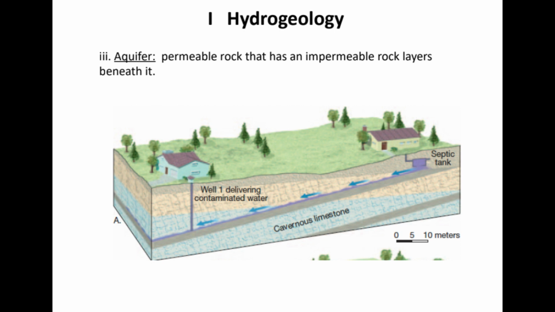It contains water, and the water can actually travel through that rock layer. These are important to identify because we like to drink water. All of our wells are drilled down into aquifers. And there's two different types of aquifers: an unconfined aquifer and a confined aquifer.